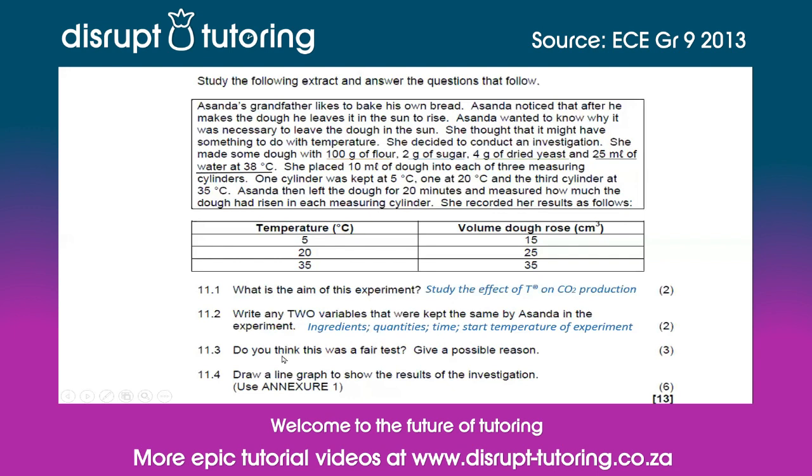11.3 asks, do you think this was a fair test? Yes, this was a fair test. Why? Because all the other variables except the temperature, which was what we're investigating anyway, were kept the same throughout the experiment. Okay, and then we go on to 11.4, which asks us to draw a line graph to show the results of the investigation. Let's go on and do that.